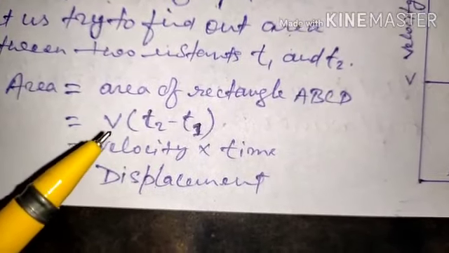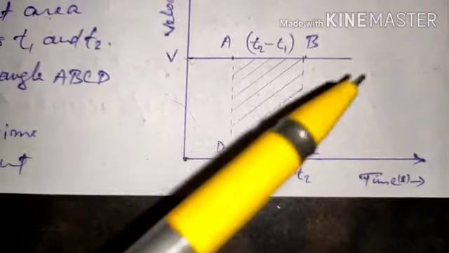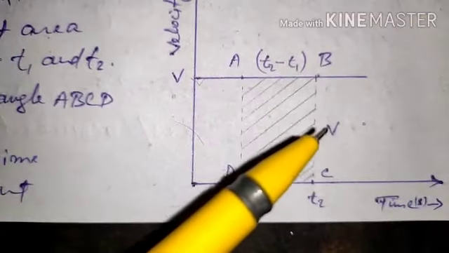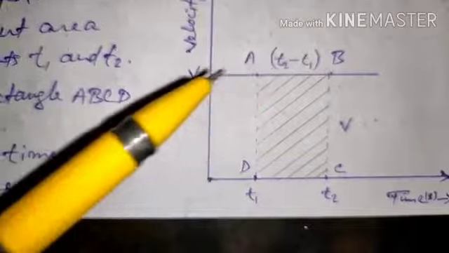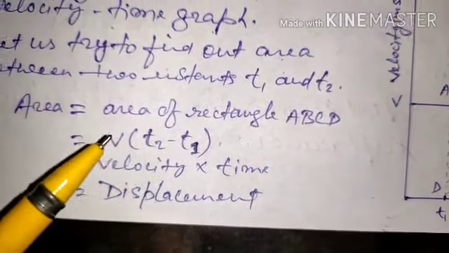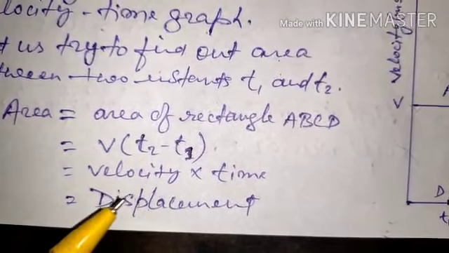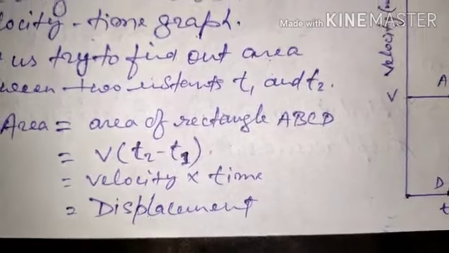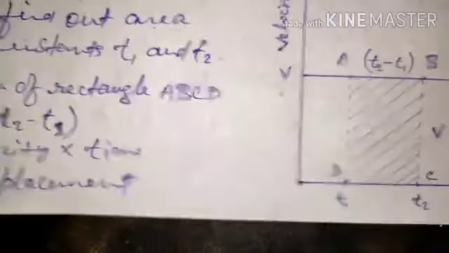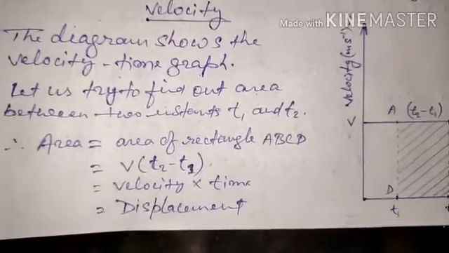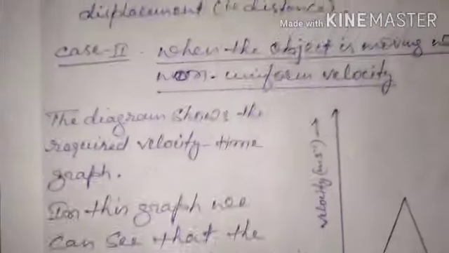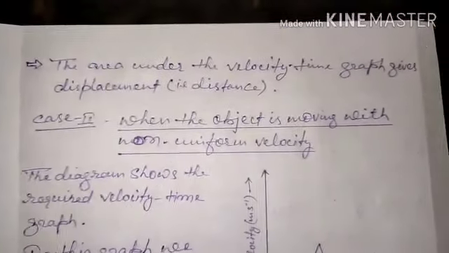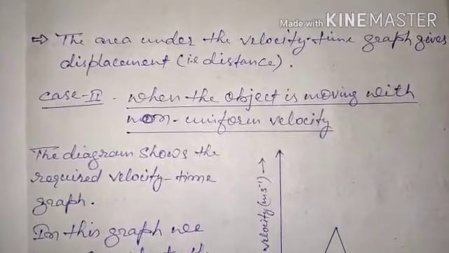Now that equals length into breadth. You can take any one as length, because the greater one is this, that's why I took this one: v into (t2 minus t1). So v into (t2 minus t1), length into breadth, is velocity into time, and we know that velocity into time is equal to displacement. So from here we can say that the area under the velocity time graph gives us the displacement. Okay, so the area under the velocity time graph gives us displacement, that is distance.